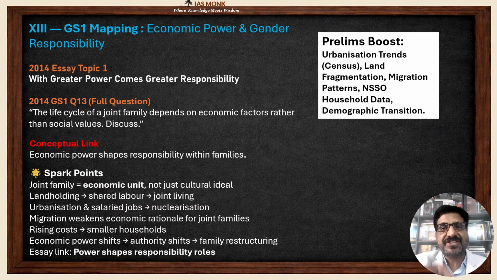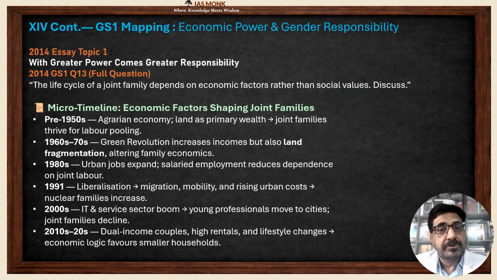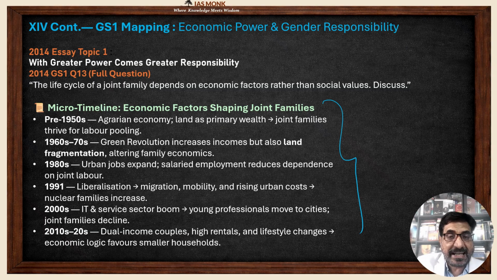So this GS1 question aligns with the essay theme: power, whether economic or social, shapes responsibility within institutions. And when power shifts, family structures evolve accordingly. To continue with the same question, I have listed here a micro timeline of economic factors shaping joint families from pre-1950s to the 2020s. Go through all these points.